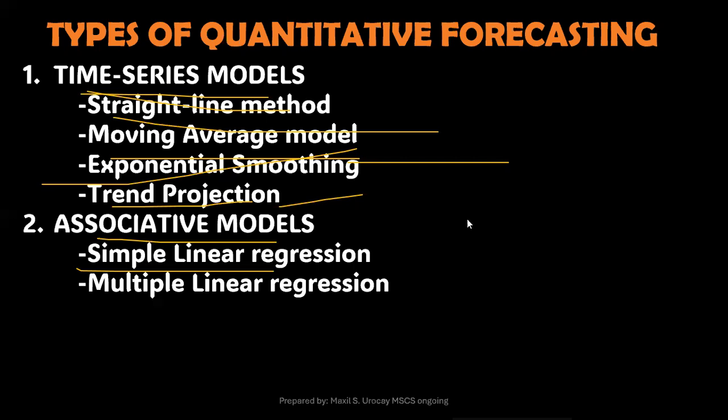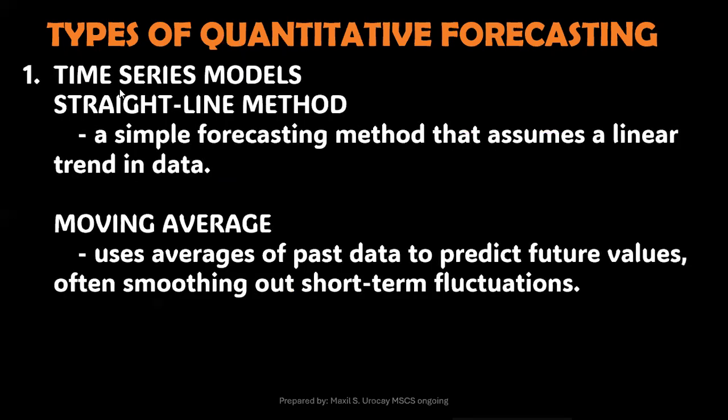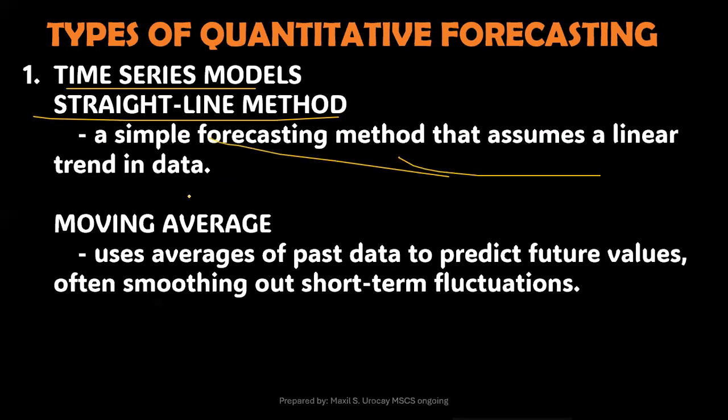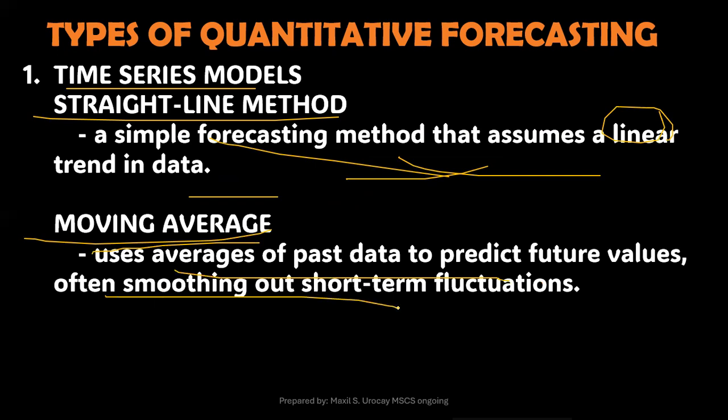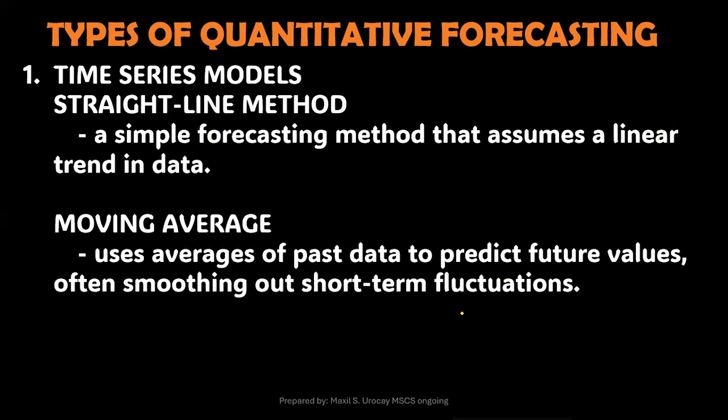So for this right now, let's go next. For the time series model, when we say straight line method, it is a simple forecasting method that assumes a linear trend in data. So there is a trend that we will begin to deal with. And moving average uses the average of past data to predict future values, often smoothing out short-term fluctuations. So we'll begin to deal with that one by one later.